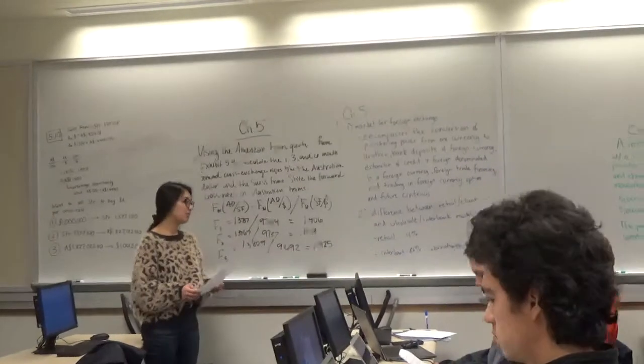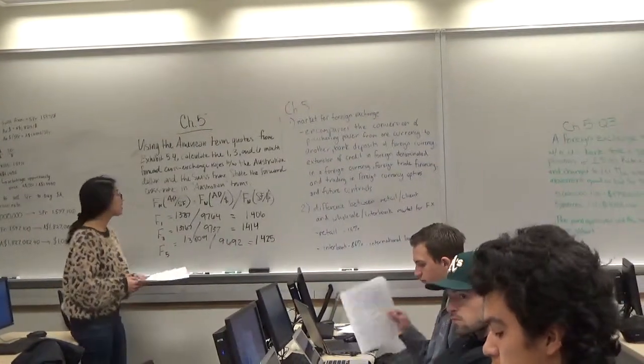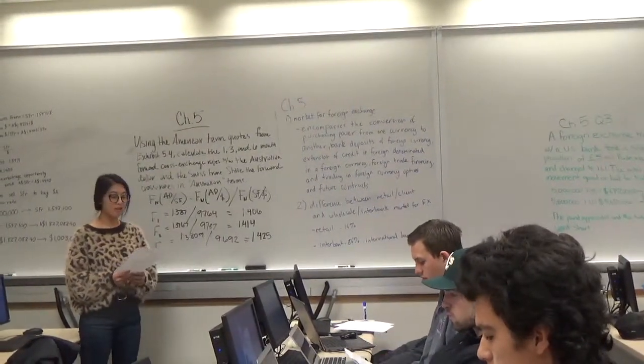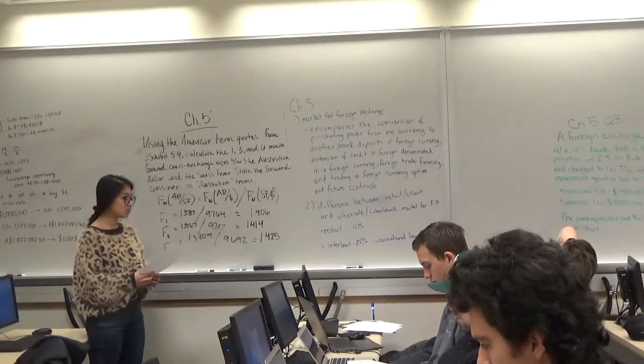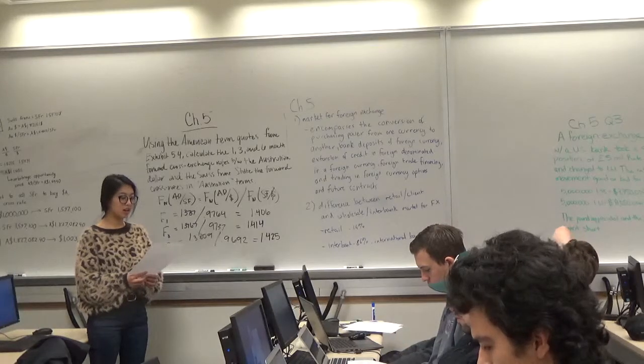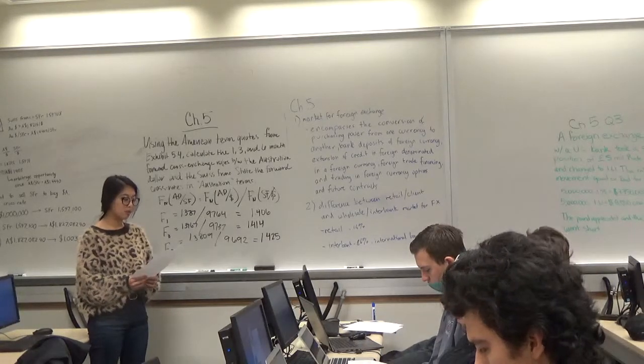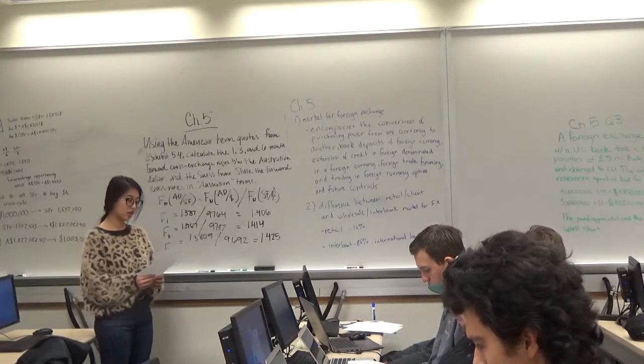I had chapter 5, question 2. Using the American term quotes from exhibit 5.4, calculate the 1, 3, and 6 month forward cross exchange rates between the Australian dollar and the Swiss franc. State the forward cross rate in Australian terms.